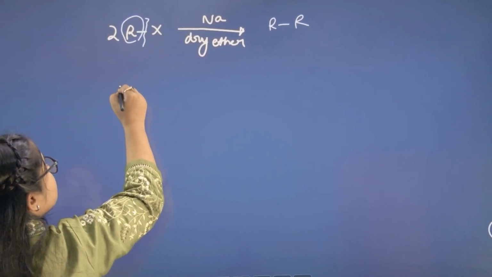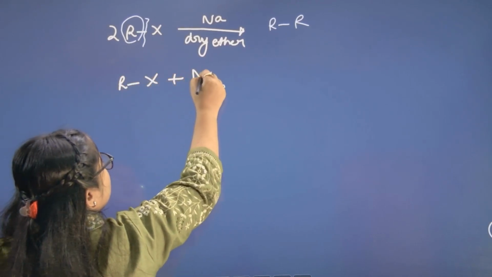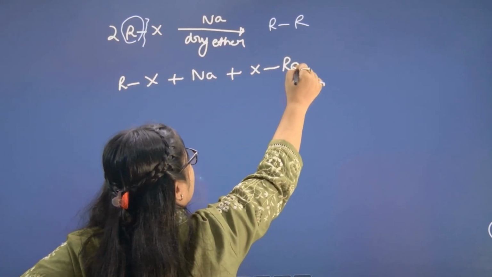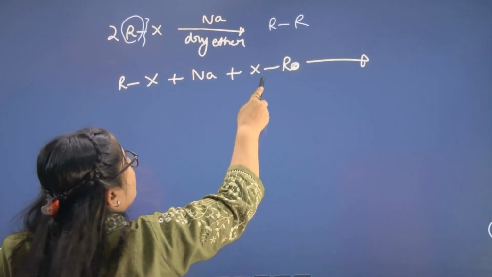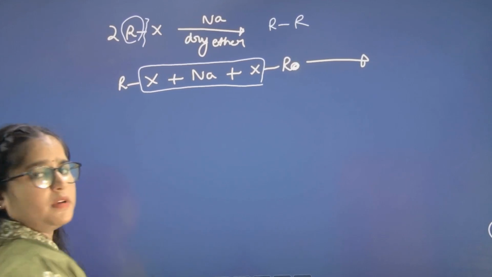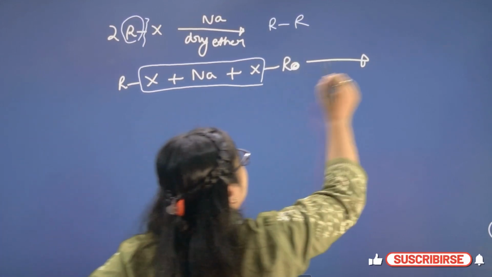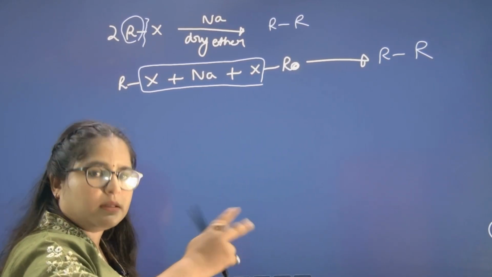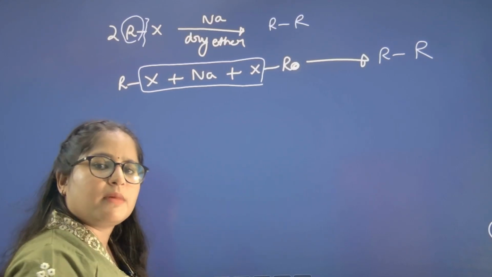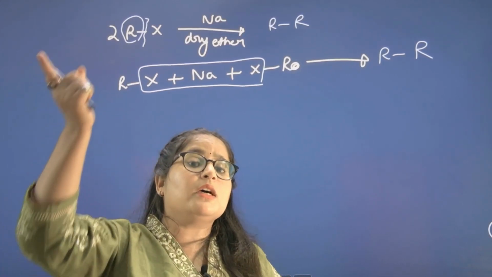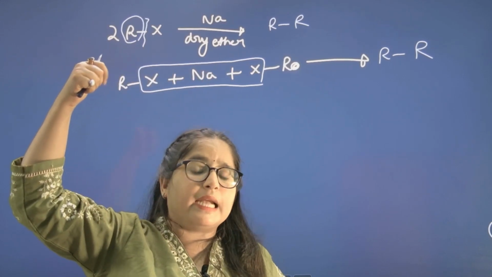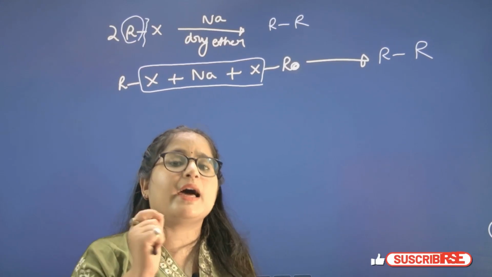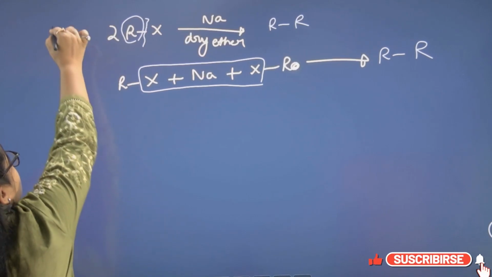How will you write it in your board exam? You will write it like this: RX 1 mole plus sodium, plus RX flipped, so you write XR. Now we will remove NaX. So what we will get here? R and R. So in Wurtz reaction we are getting a double carbon alkane. Remember the trick: Wurtz uses alkyl halide in the presence of sodium dry ether to Fittig the aryl halide. This is our Wurtz reaction.